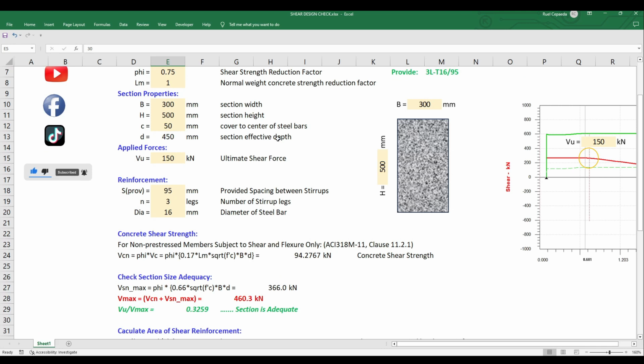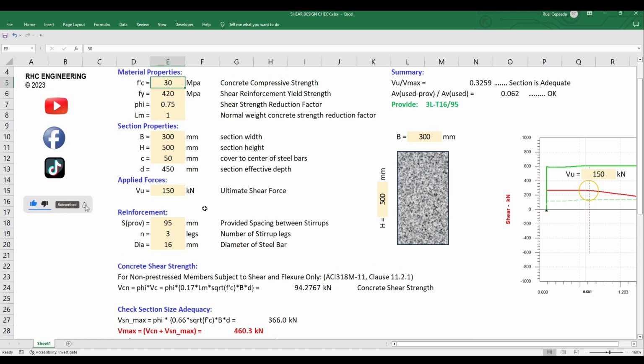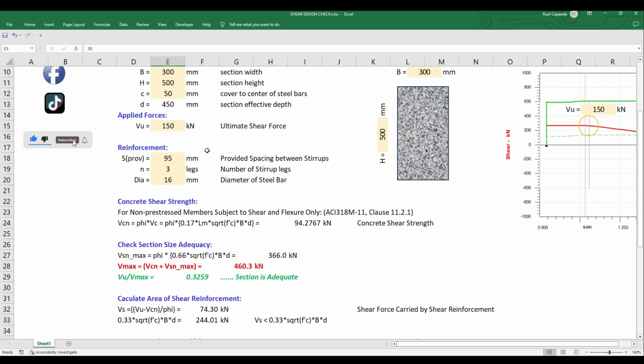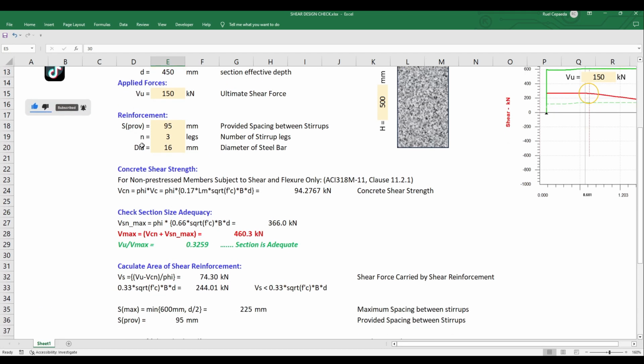Then we have the section effective depth. The formula of this depth is we just deduct the concrete cover from the total height of the beam. And we also have the applied forces, the ultimate shear force, Vu in kilonewton. Then we need to input the reinforcement that we provided in our design and details: the spacing between the stirrups, the number of legs, and the diameter that we have used in the beam.